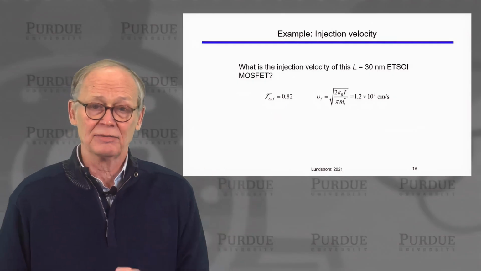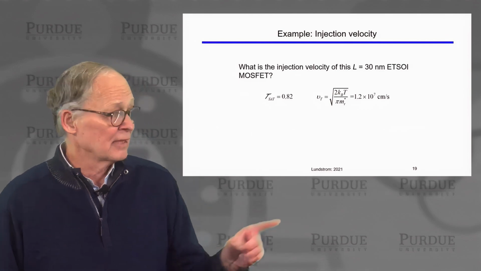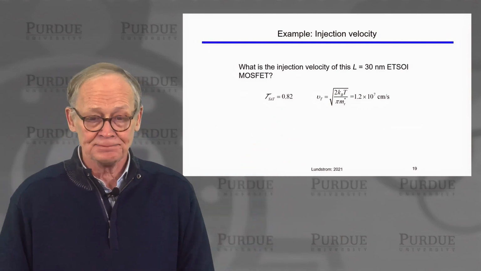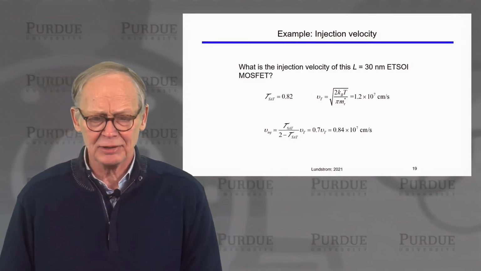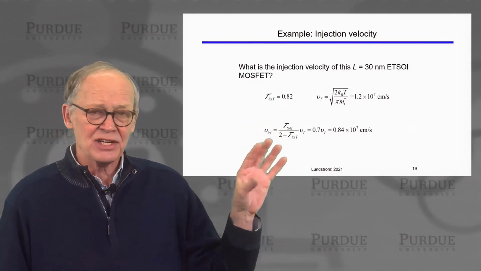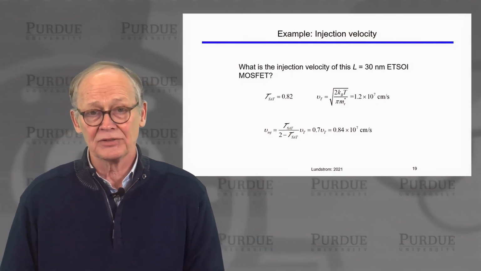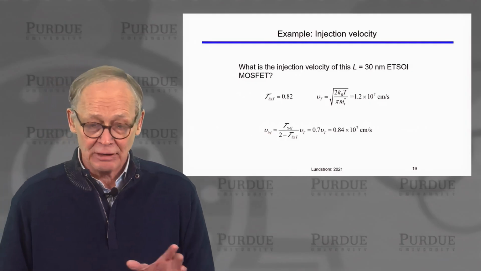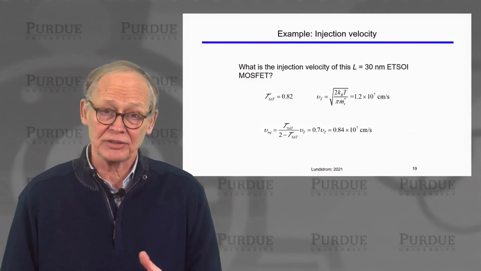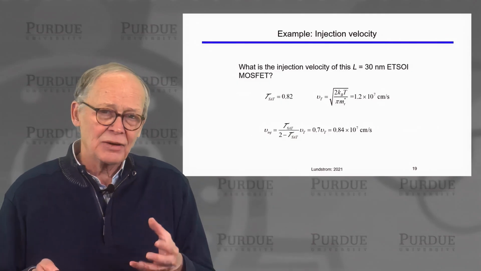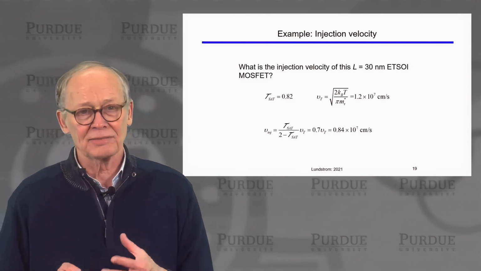Let's look at the injection velocity for this 30 nanometer channel length silicon MOSFET. The transmission is 82%. The unidirectional thermal velocity is 1.2 times 10 to the 7th centimeters per second. So the injection velocity for this device is about 0.84 times 10 to the 7th centimeters per second. All right, distinctly less than the unidirectional thermal velocity or the ballistic injection velocity. So that's how some typical numbers play out for typical MOSFETs these days.